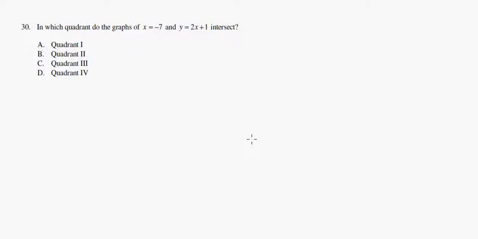Okay, this is question 30 for Practice Provincial B. It asks us, in which quadrant do the graphs of x equals -7 and y equals 2x plus 1 intersect? Alright, before we start, we need to go over what a quadrant is.